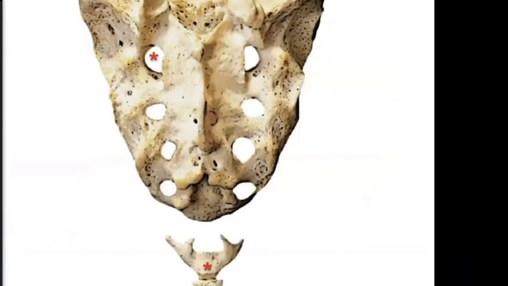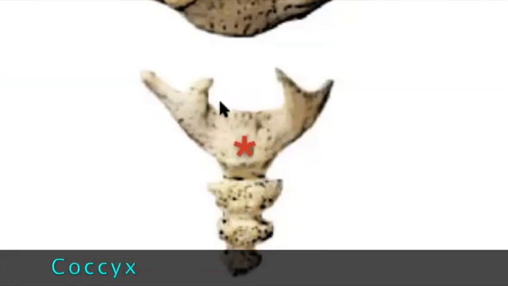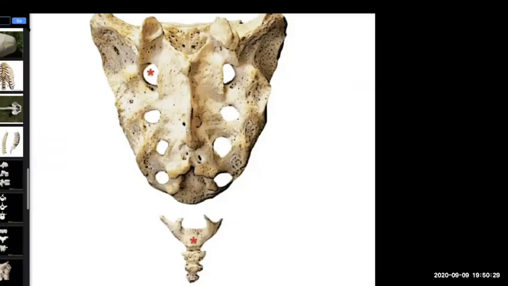And lastly, we have the sacrum, that fused part of the vertebrae. These are the sacral foramina, those holes, and then down here is the coccyx. So those are all the images.